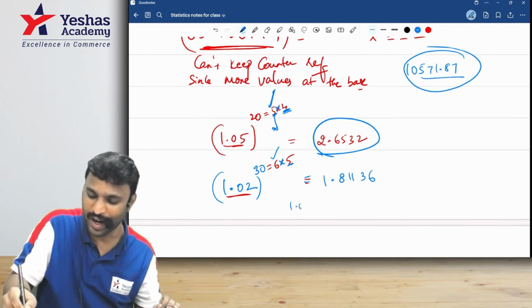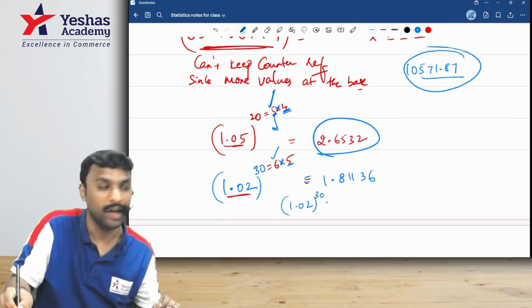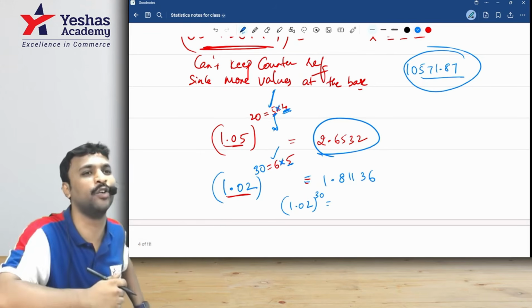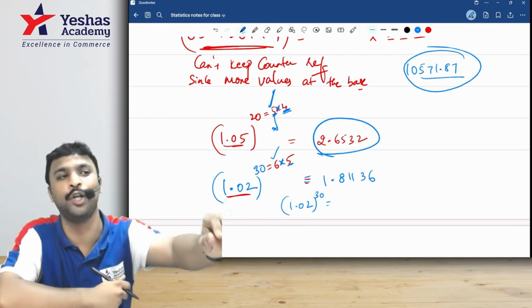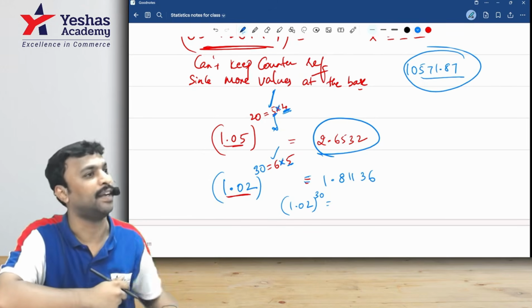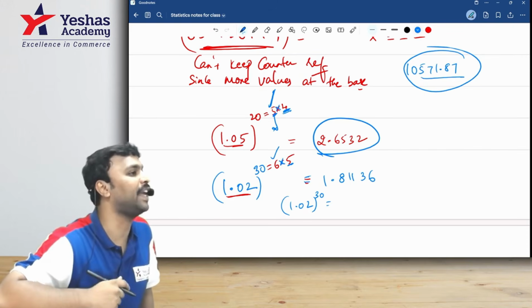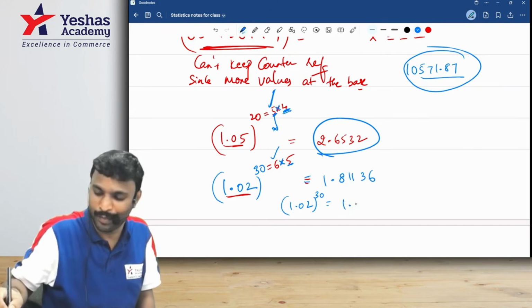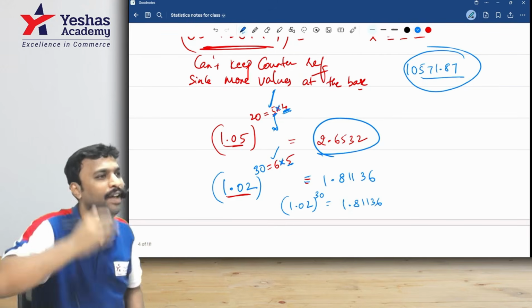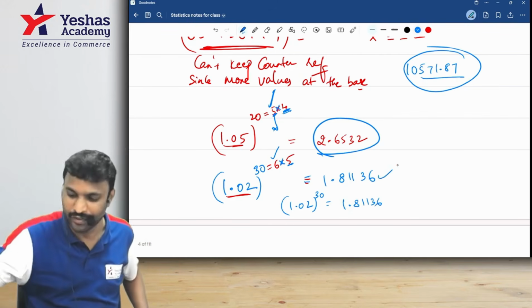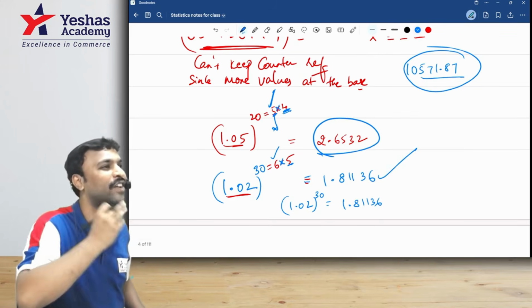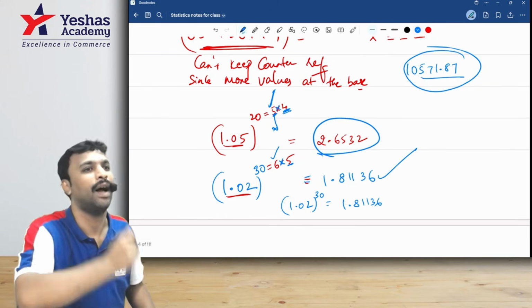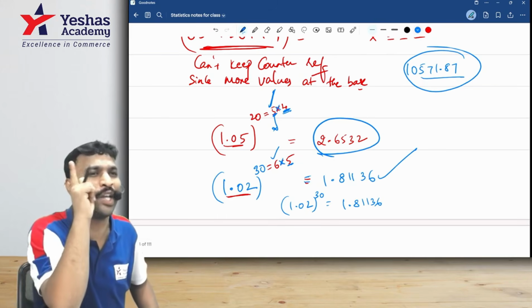Suppose, guys, you had done it the other way round: 1.02, press into, keep on pressing equal till what? 31. That would take more time. How much is that value? 1.81136 only. Which one is easier? The first one. Splitting the powers will help you to solve the question faster. Are you understanding?